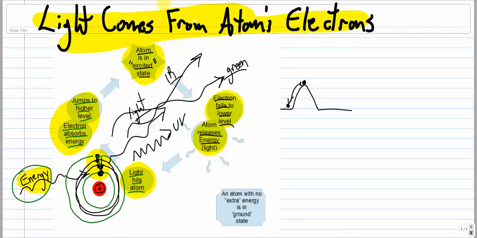And lastly, I put this on the graphic. An atom with no extra energy is said to be in a ground state. So an atom that has extra energy, we say that's in an excited state, and an atom that's just sitting there with no extra energy, we call that the ground state. So there you go.